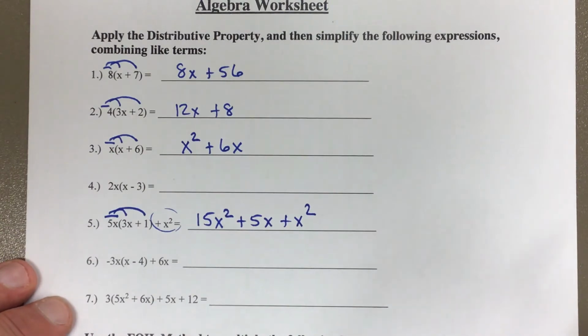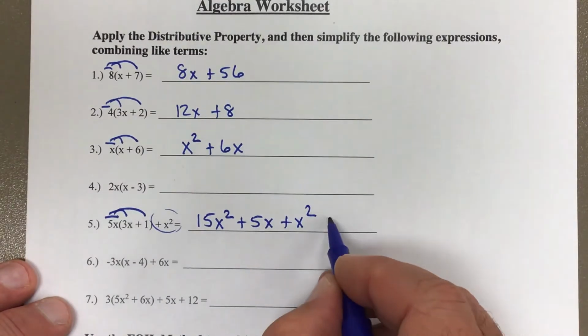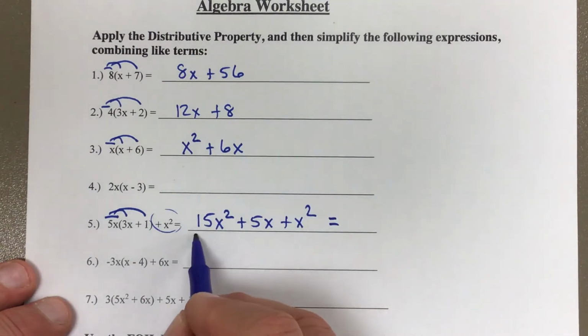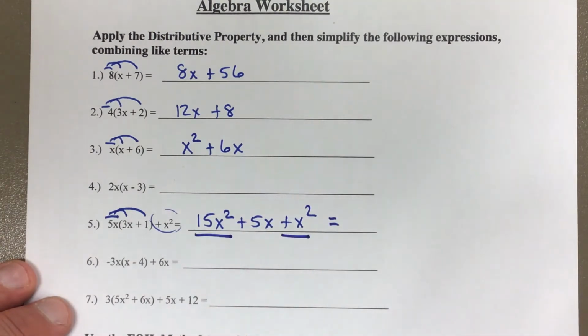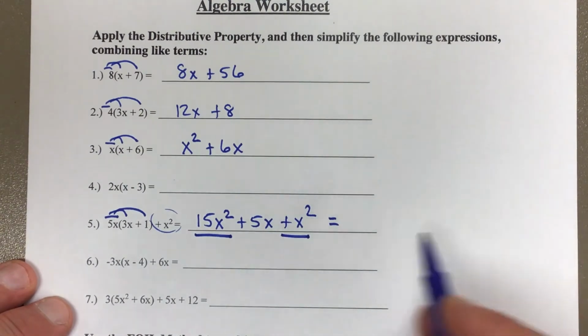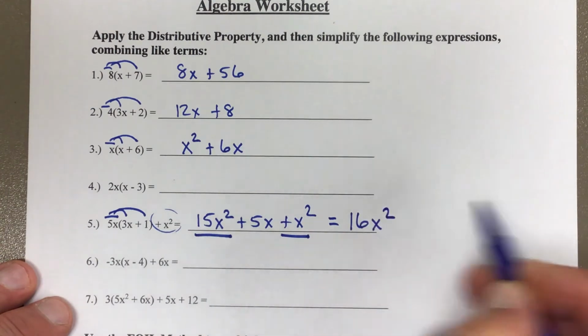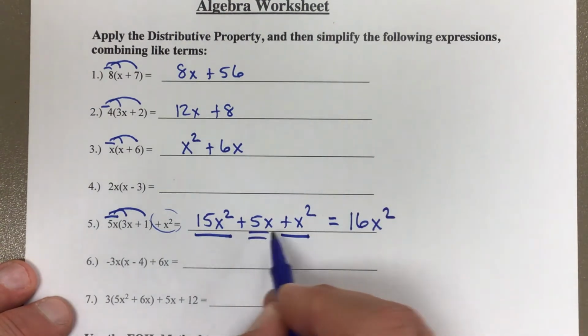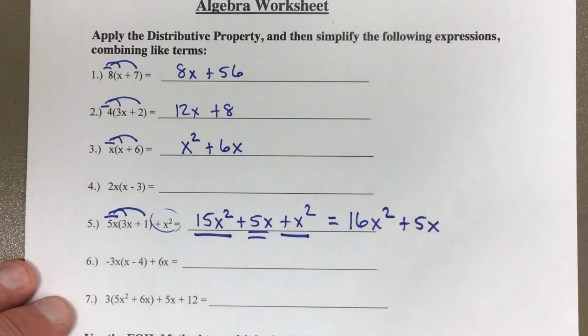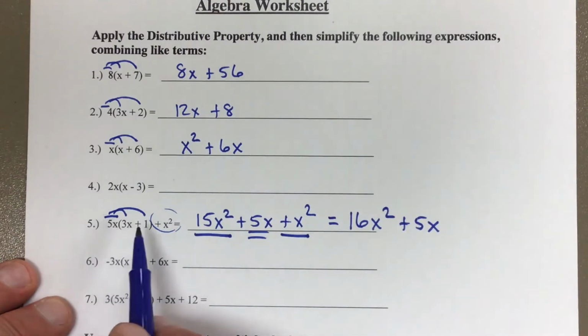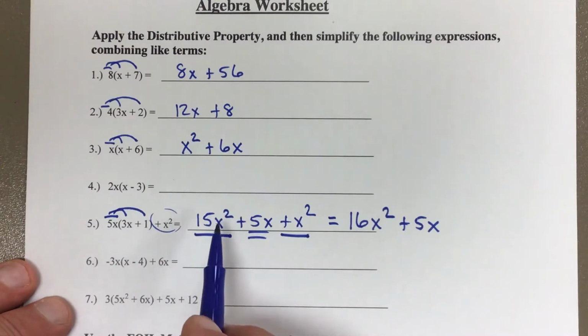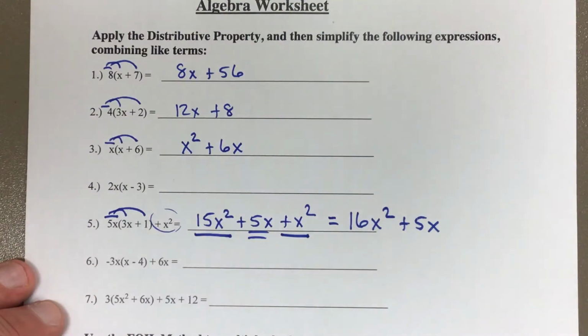And now we have to ask ourselves, can we combine these things? Is there any terms that we can put together? And sure enough, we have 15x squareds, and we have another x squared. So how many x squareds do we have together? 15 plus 1 is 16. So now we're at 16x squared, and we don't have a partner for the 5x, so we just simply write down 5x, and we're done. Be sure to understand the fact that when you're multiplying x times x, you're going to get x squared, which is a different term than just x. So then you're going to finish these down here.